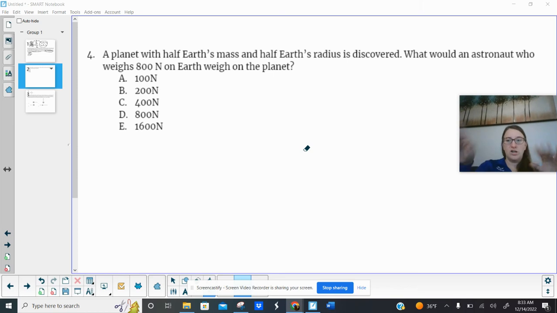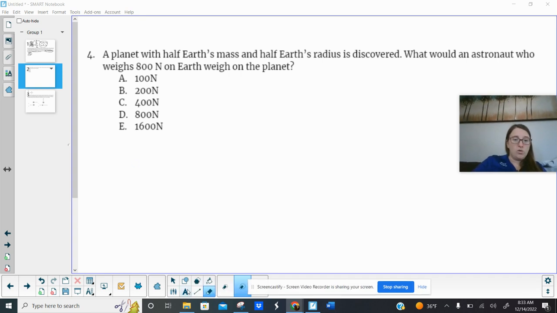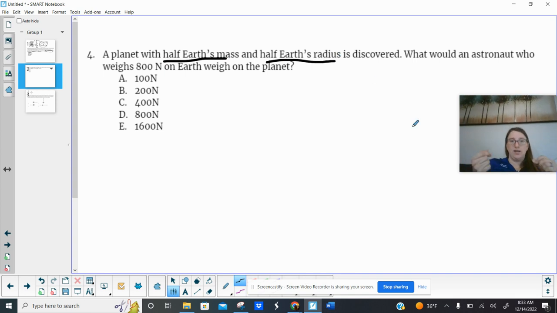Number 4 is the next one that I considered a bit more difficult, though I really hope a lot of you got this question correct, because we really drilled this last week. You should have read this question and gone half mass, half radius. If I'm changing a mass and a radius, we need to think in terms of proportionality. In order to think in terms of proportionality, you have to know what formula is being referenced.